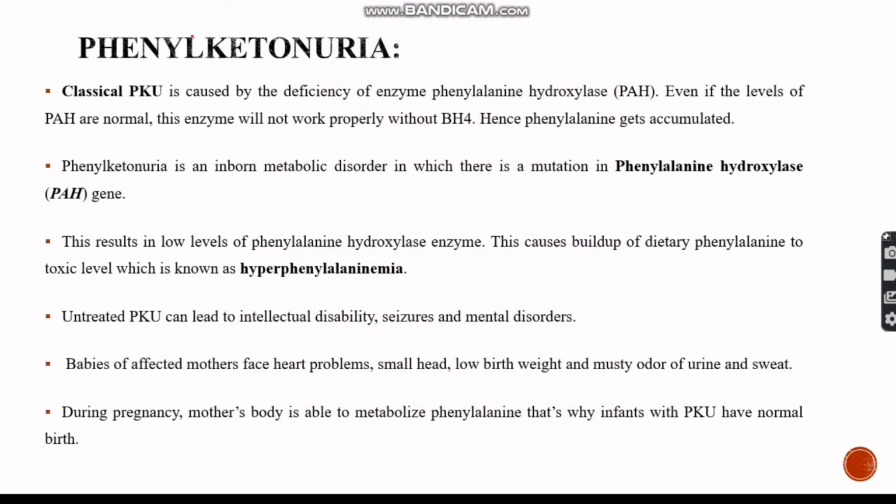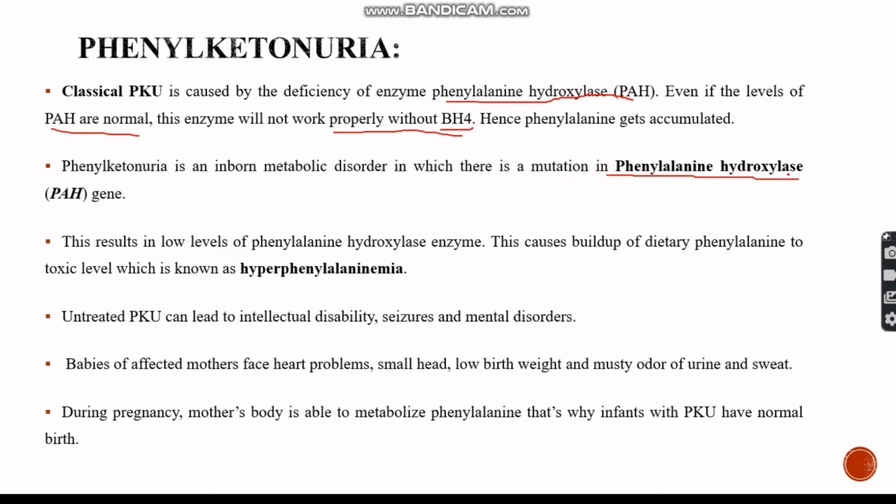So in classical phenylketonuria, there is a deficiency of this enzyme, that is phenylalanine hydroxylase. If the level of PAH is normal, but the enzyme will not work properly without BH4, then if the enzyme is not working properly, phenylalanine will accumulate. If its cofactor BH4, tetrahydrobiopterin, is not working properly, then obviously again phenylalanine will accumulate in your body. Hence phenylalanine gets accumulated.